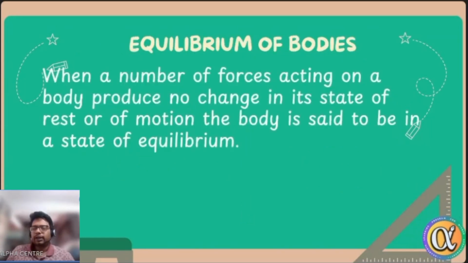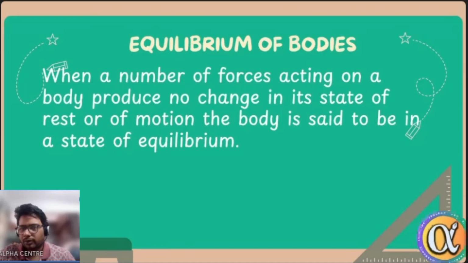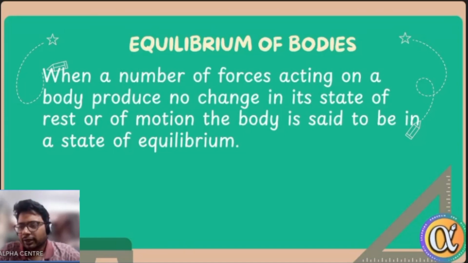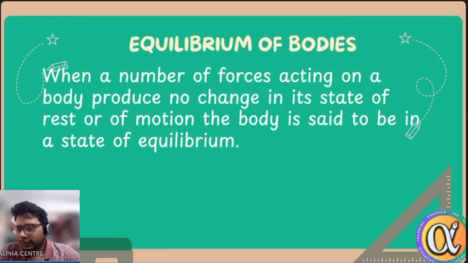Okay, moving further. Equilibrium of bodies. What do you understand by equilibrium of bodies? When do we say a body is in equilibrium? Whenever a number of forces acting on a body produce no change in its state of rest or motion, the body is said to be in equilibrium. So there must be no change in its state of rest or motion. Then we say the body is in equilibrium.